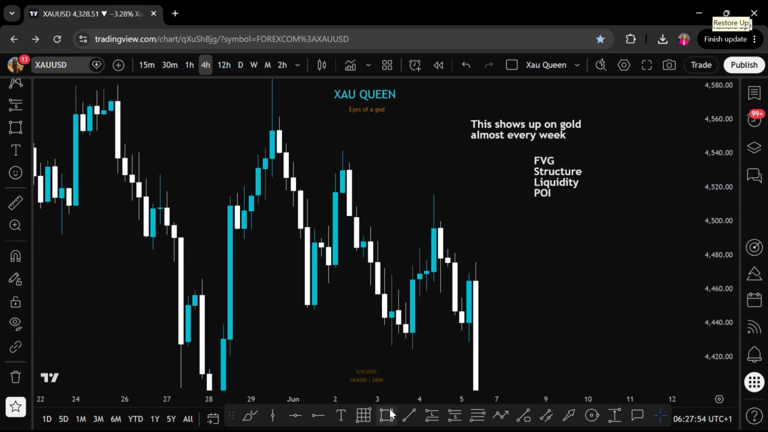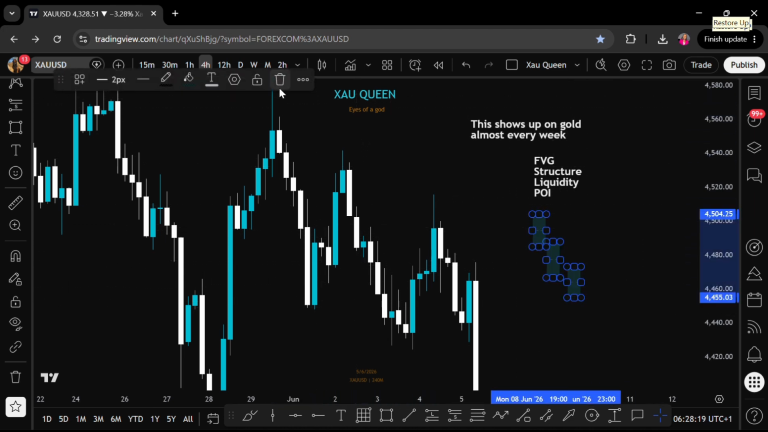Now, what is an FVG? Just a short explanation. I've done videos on this. You can check my YouTube channel. FVGs are when there are 3 candles and there's a gap between the first and the third one, just like this. You can see that we have 3 candles here, 1, 2, 3. So this gap in between is what we call a fair value gap or an FVG.